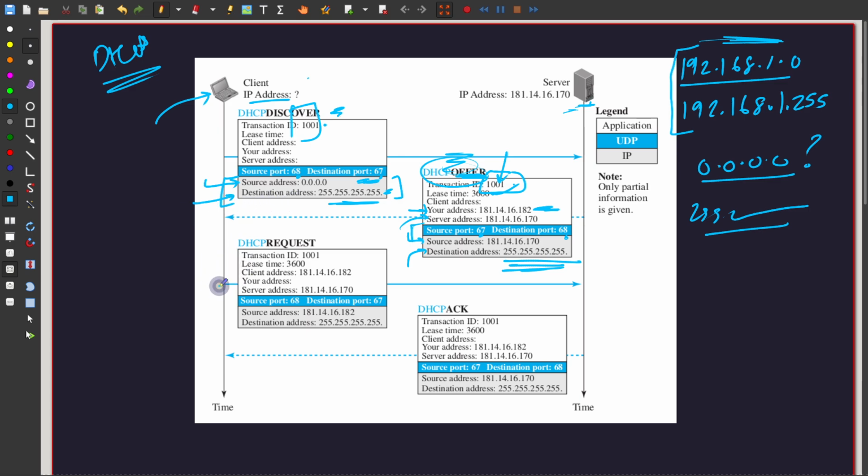Now the client gets that offer and goes, okay, so transaction ID that, and now it sort of affirms that, okay, thank you for offering me this lease time of 3600. I'm ready to take this client address of 181.14.16.182, right? And it goes, okay, so your server address is this, I understand, that is your address, and then it uses the same ports again, right? And now notice how it actually is writing down its own source address, right? It writes its own source address, and then the destination address again is, it is still screaming into the wind.